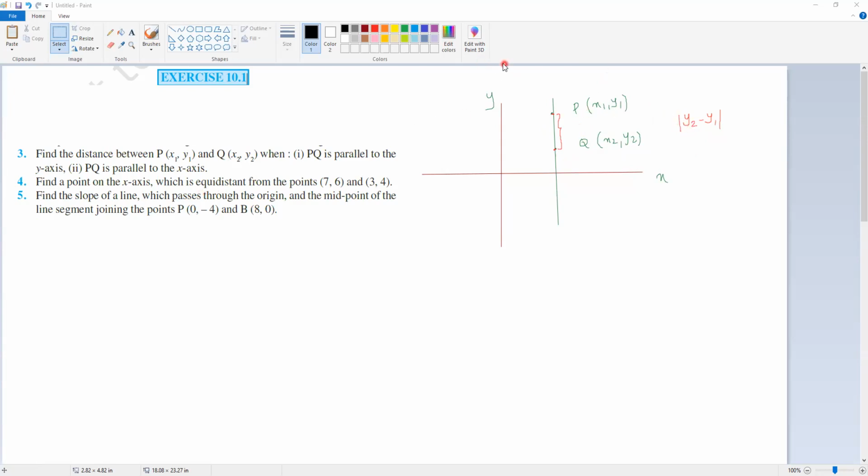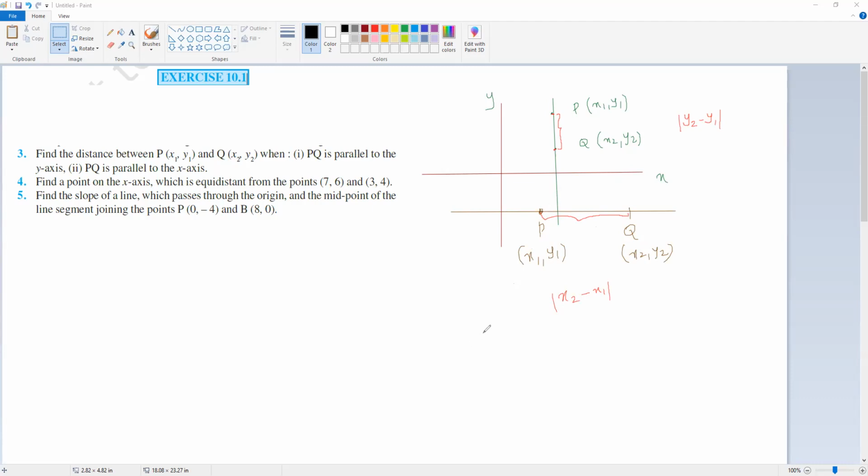Now, if PQ is parallel to the x-axis, that means the line is like this. Suppose your P is here, so this is P. This is Q. So PQ is parallel to the x-axis. So x1, y1, x2, y2. PQ means the distance. The distance is this distance. So that is the difference between the x coordinates, isn't it? Difference between the x coordinates, correct?